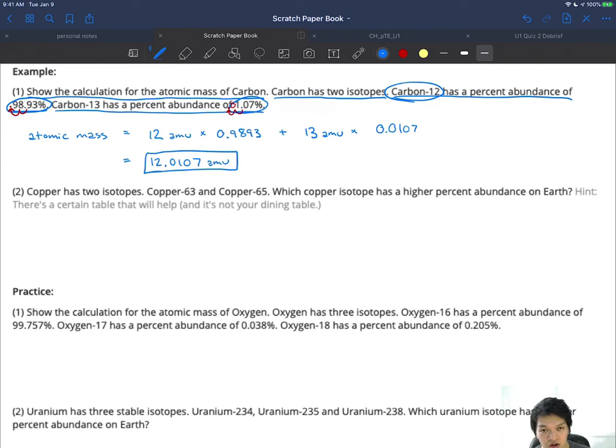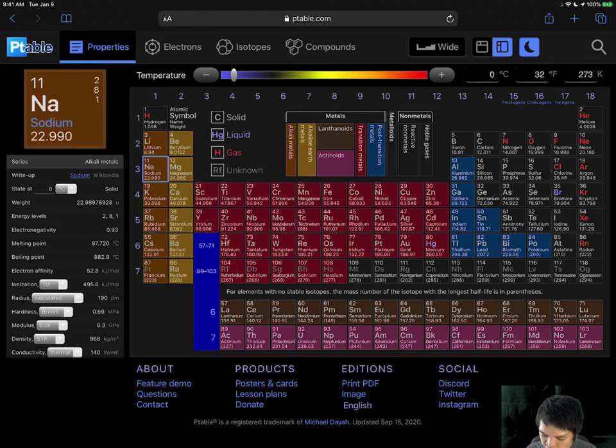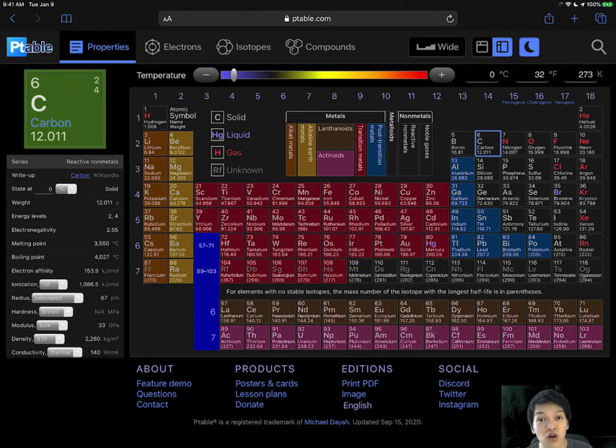If I just look at a periodic table, I would be able to check whether this is the correct average atomic mass. Because again, the periodic table, in addition to providing atomic number and the element identity, tells you the atomic mass. So does it say 12.01 for the atomic mass of carbon? Let me check. So here we go. Where's carbon? It's right here. And yes, look, it's 12.011.